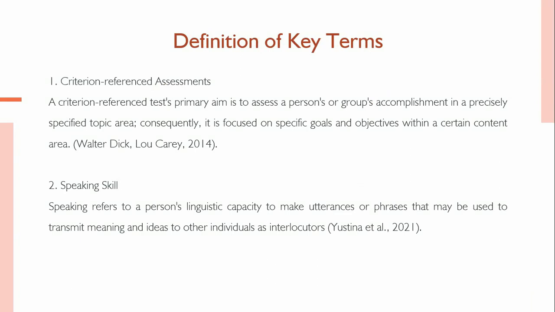The first one is, according to Walter Dick and Lockery, a criterion-referenced test's primary aim is to assess a person or group's accomplishment in a precisely specified topic area. Consequently, it is focused on specific goals and objectives within a certain content area. And then the second one is, according to Justina, speaking refers to a person's linguistic capacity to make utterances or phrases that may be used to transmit meaning and ideas to other individuals as interlocutors.